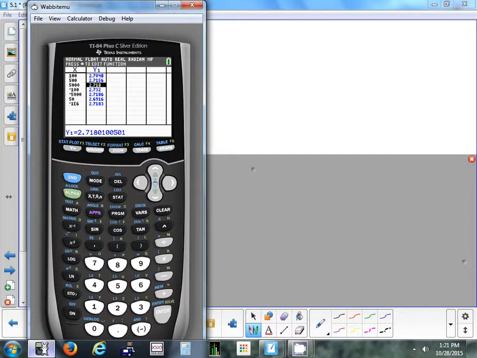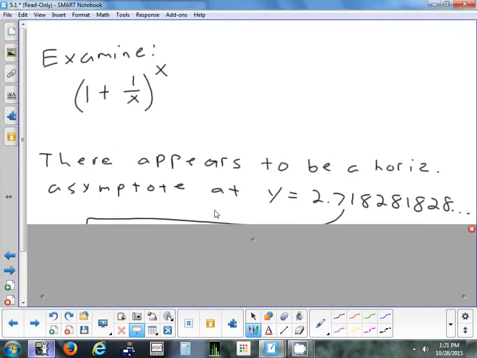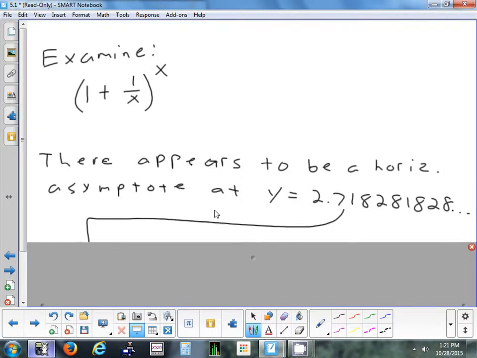Anybody ever seen that number before? 2.718? Okay, it actually is a special number, like pi. Square root of pi? Nope, it's not the square root of pi. It's e. There's a button for e on your calculator. And e is the number 2.718281828. It doesn't keep repeating 1828 after that. It changes.